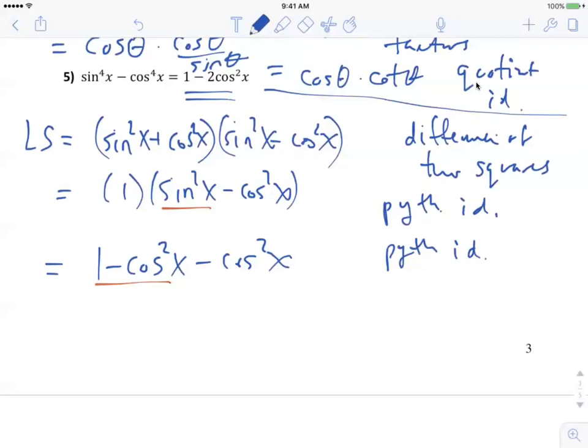Okay, and then I have some like terms, right? Cosine squared and cosine squared is 2 cosine squared. So 1 minus 2 cosine squared, and I've got it. And that's combined like terms. Okay, and then there we go. All right.